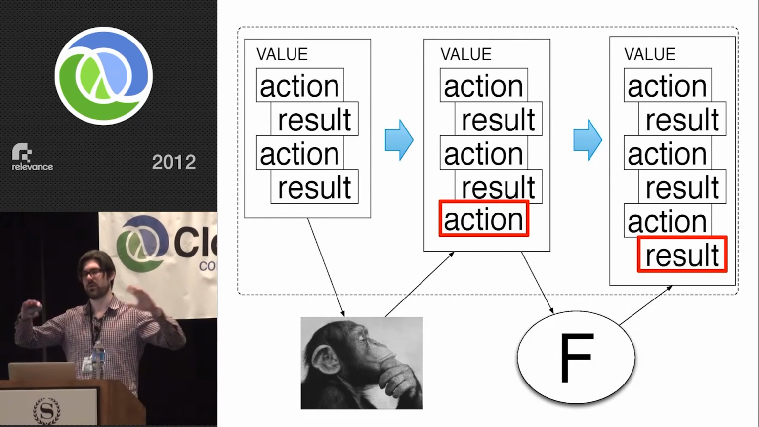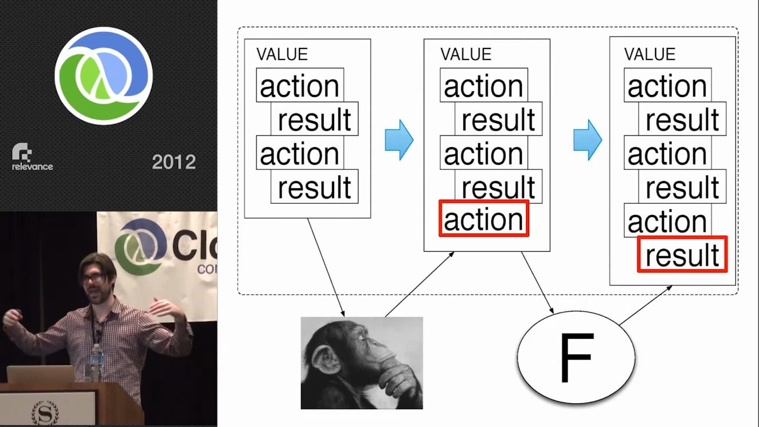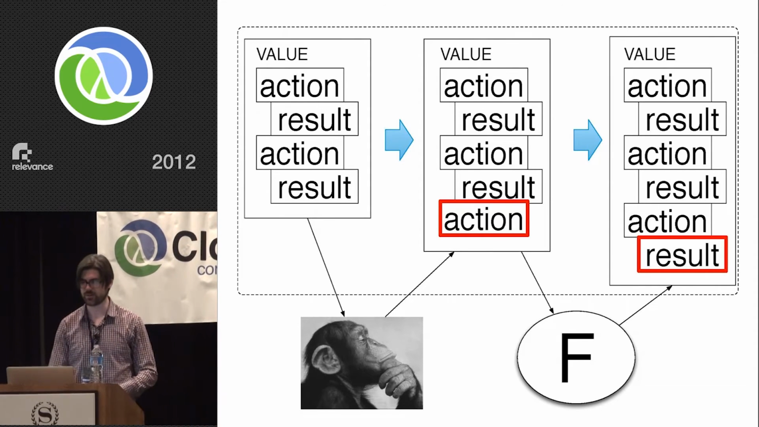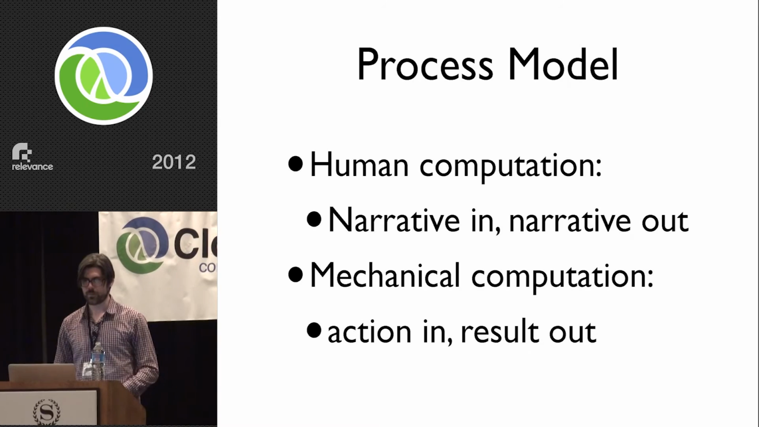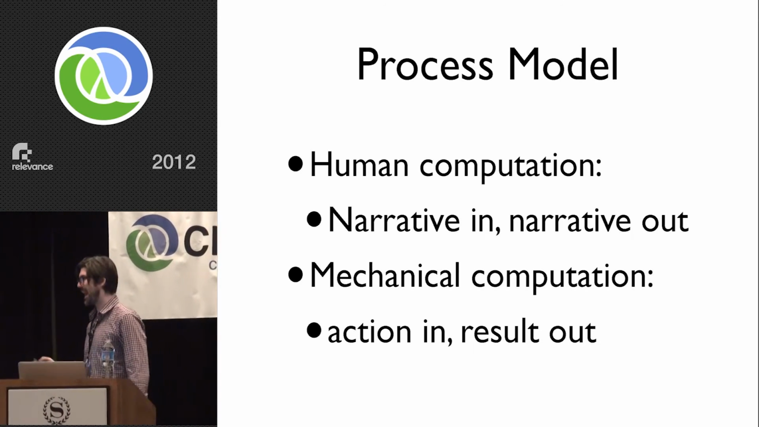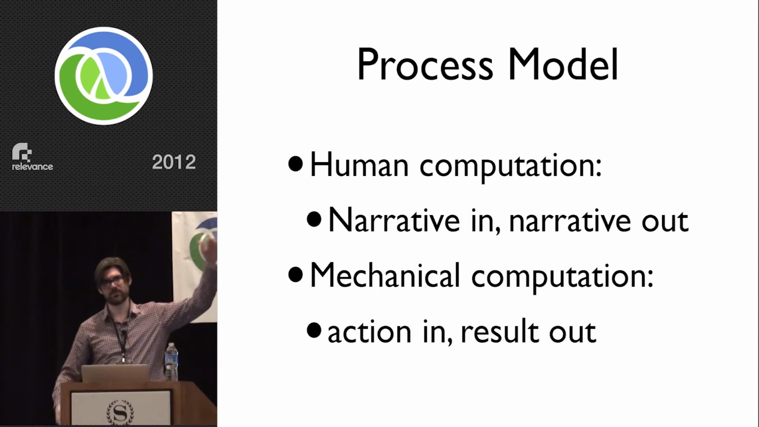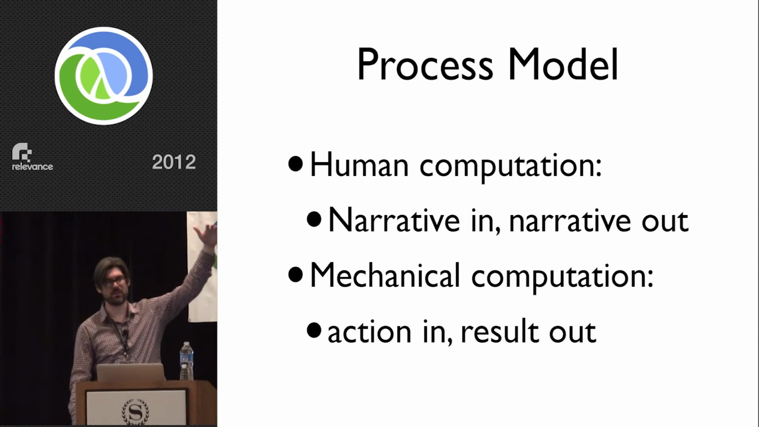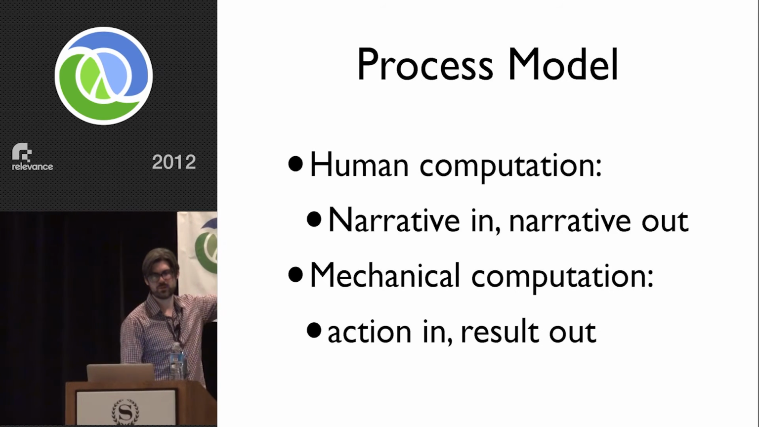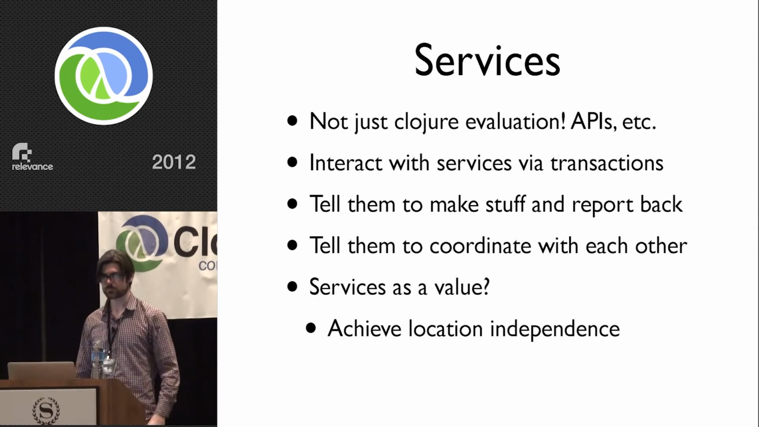And then between those two steps, we've completed the entire loop of adding to our narrative. So human computation: narrative in, narrative out. Mechanical computation: action in, result out, right? The whole thing, the work we do, that's the human computation. The mechanical computation is the individual steps.